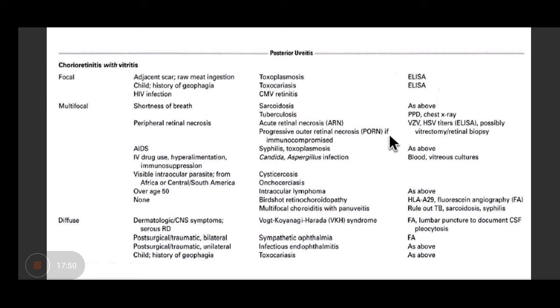If it's a diffuse chorioretinitis with vitritis, and you are having some CNS symptoms and dermatological symptoms, you have to rule out VKH, Vogt-Koyanagi-Harada syndrome. Not much you can investigate except for FFA, which is fundus fluorescein angiography, also in sympathetic ophthalmia, which is rare nowadays, but previously a known entity.